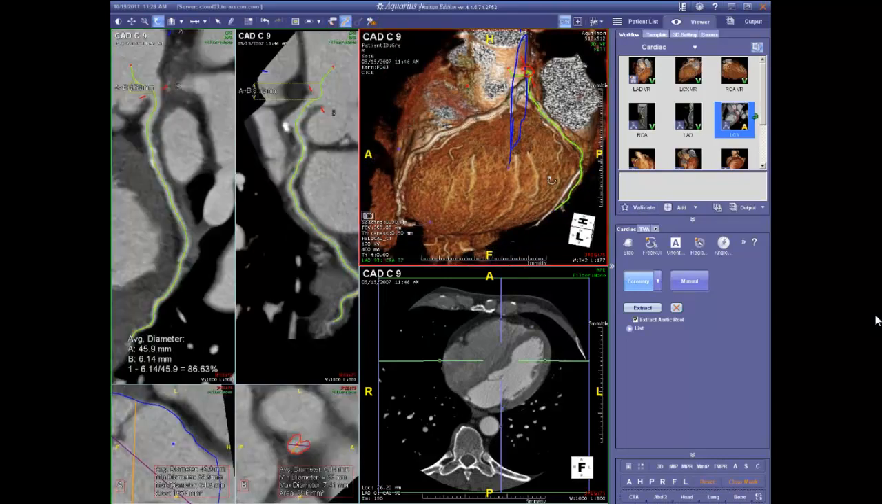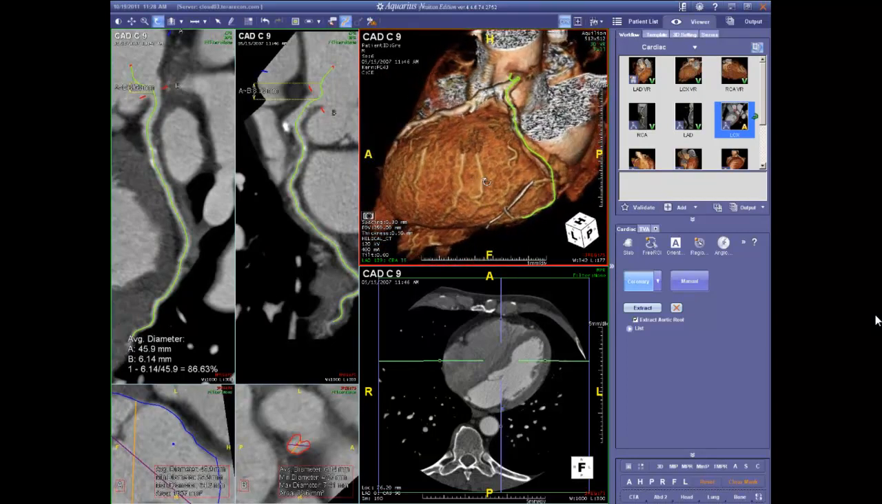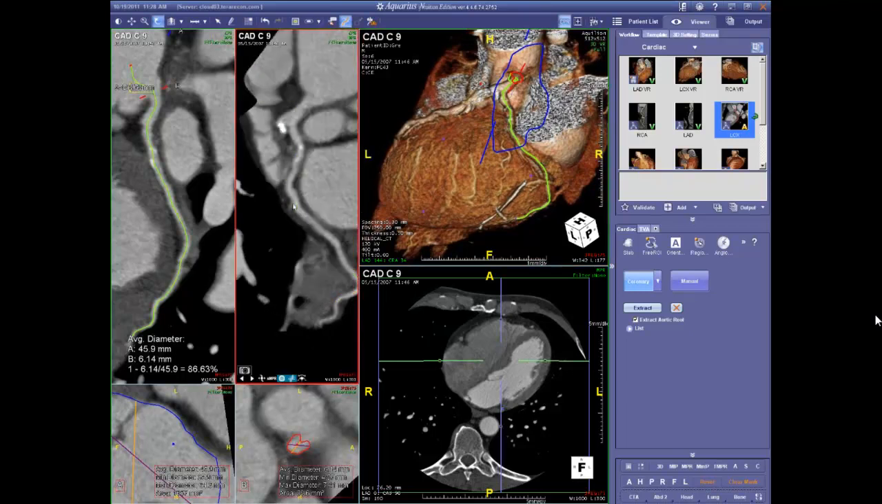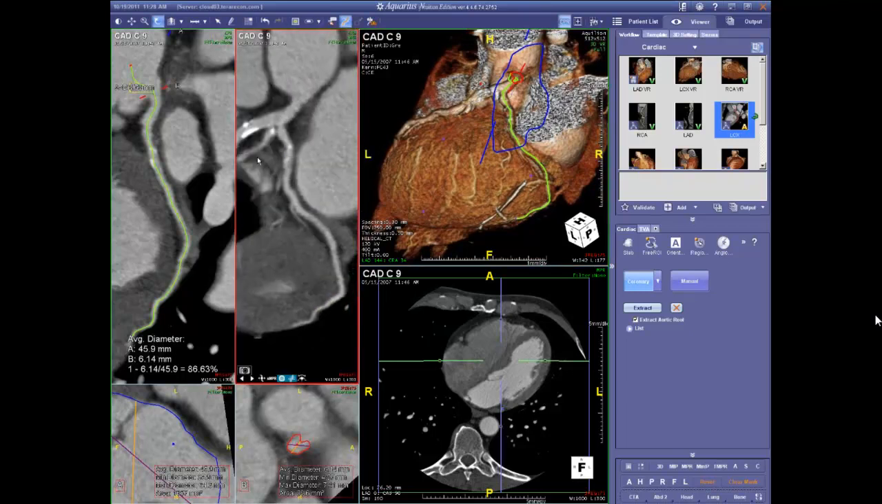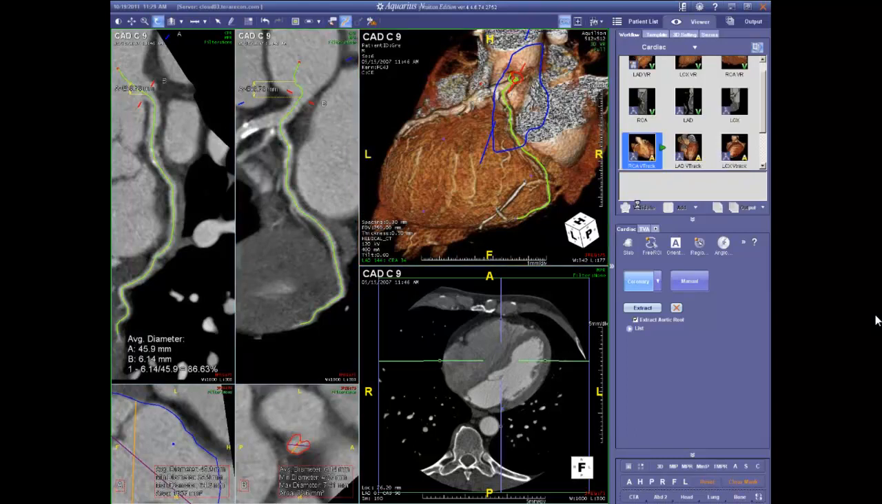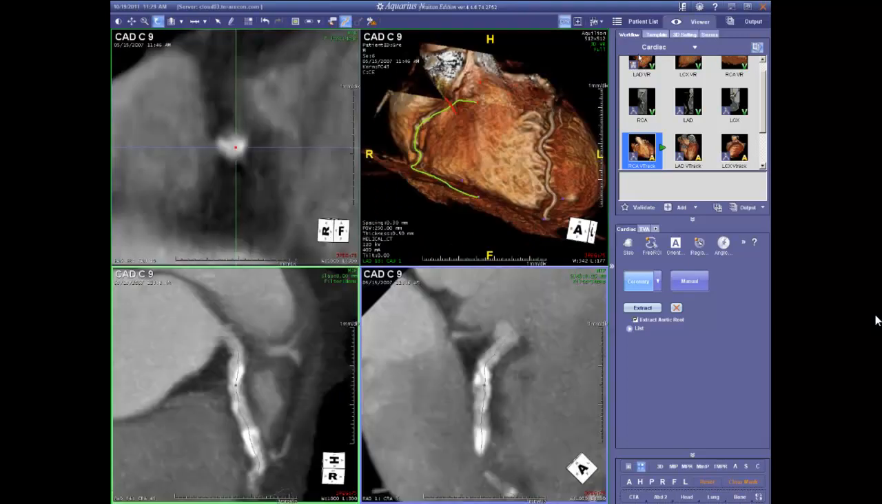And now we have the left circumflex. Sometimes the circumflex is difficult to tell from the venous structures over here as well. But that's selected what clearly appears to be a big marginal. There appears to be another vessel here. This may be an intermediate vessel, perhaps an early diagonal, but what's been outlined here looks clearly like the circumflex. I'll validate that. And then I'll go back to these renderings. Let's go back to what's been said.